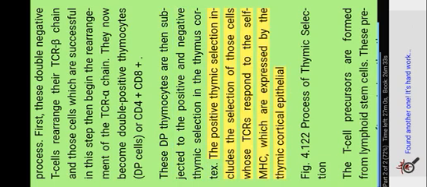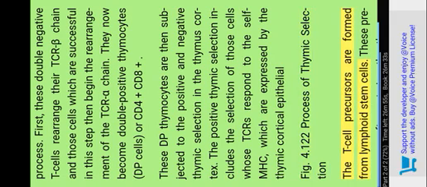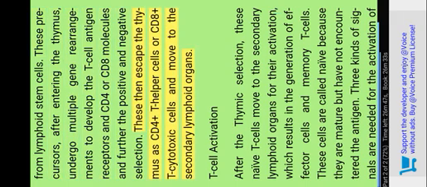The positive thymic selection includes the selection of those cells whose TCRs respond to the self-MHC, which are expressed by the thymic cortical epithelial cells. Figure 4.122: Process of thymic selection. The T cell precursors are formed from lymphoid stem cells. These precursors, after entering the thymus, undergo multiple gene rearrangements to develop the T cell antigen receptors and CD4 or CD8 molecules, and further the positive and negative selection. These then escape the thymus as CD4+ T helper cells or CD8+ T cytotoxic cells and move to the secondary lymphoid organs.